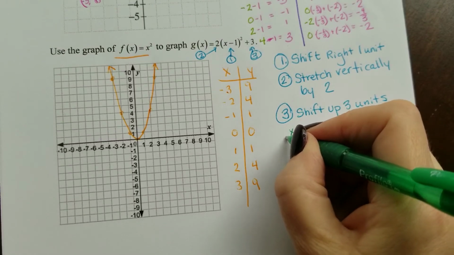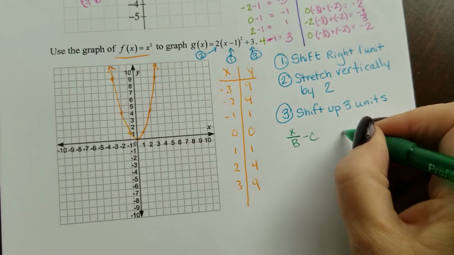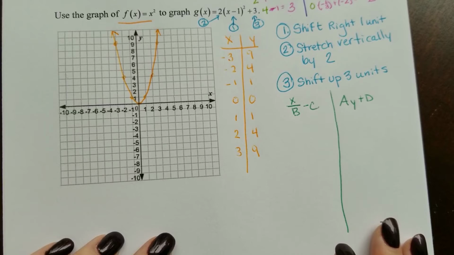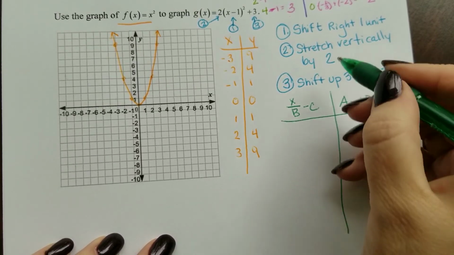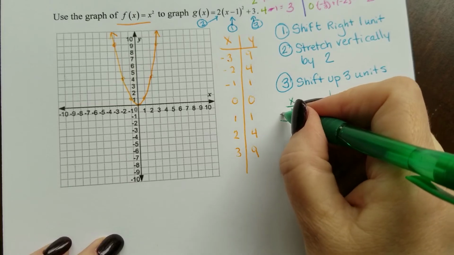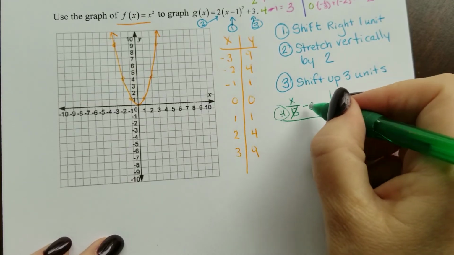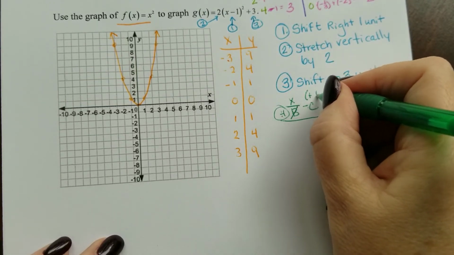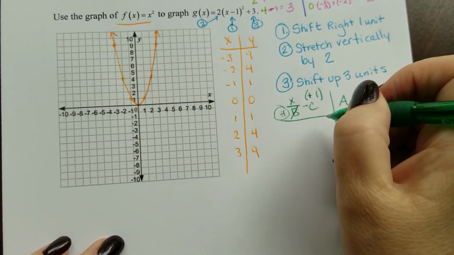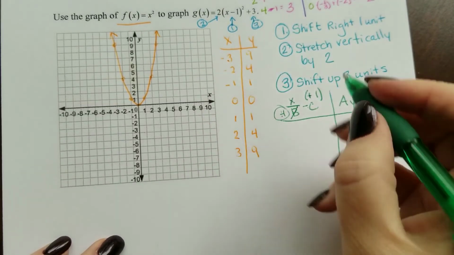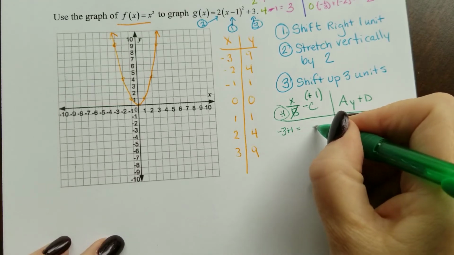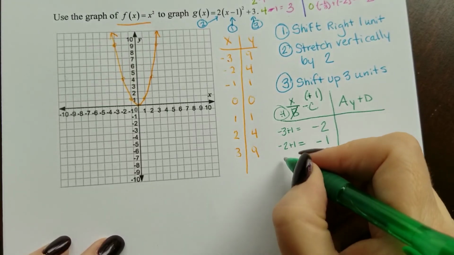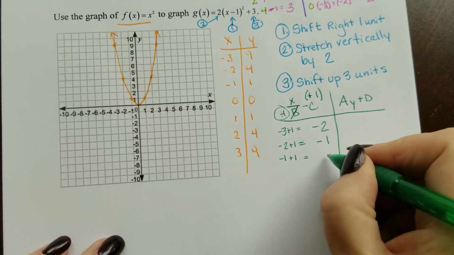But I can also do this, x divided by b minus c, a y plus d, and come up with some key points. Do I have enough room? Let's pull that up a little bit. There we go. And b is 1, so that's dividing by 1, which we don't have to do. So it's going to be x minus c, and c is -1, so we're going to be adding 1. Right? Subtracting a -1 is the same as adding a 1. So we're going to take -3 plus 1 gives us -2. -2 plus 1 equals -1. -1 plus 1 equals 0.